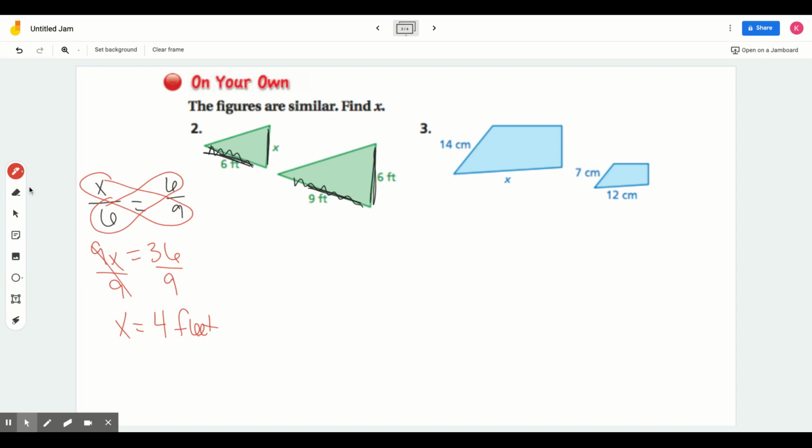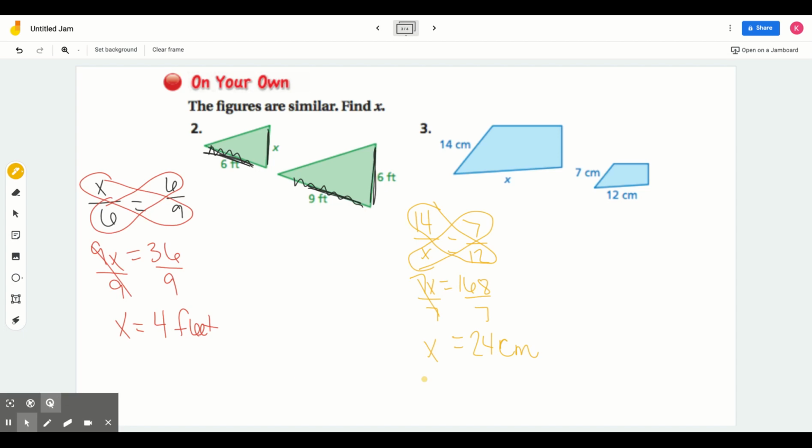Now go ahead and try number 3 on your own. I've set up my proportion and marked out my cross products here. You may have set up your proportions slightly differently, and that's okay as long as you have the corresponding sides in the correct positions to be matched up with each other. You can have your proportions set up different ways. Here I have 7 times x is 7x, and 14 times 12 is 168. Now I must divide both sides by 7 to end up with my answer of 24 centimeters.